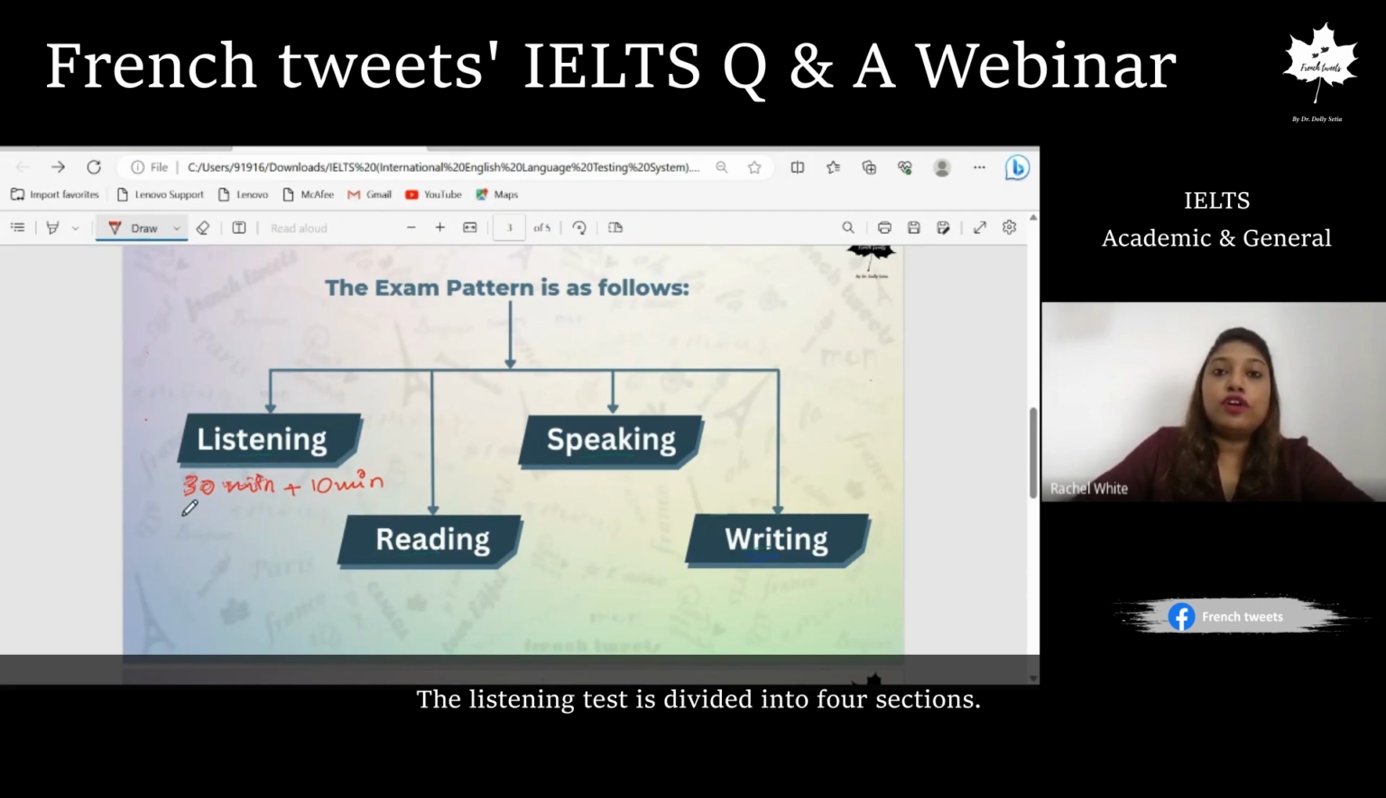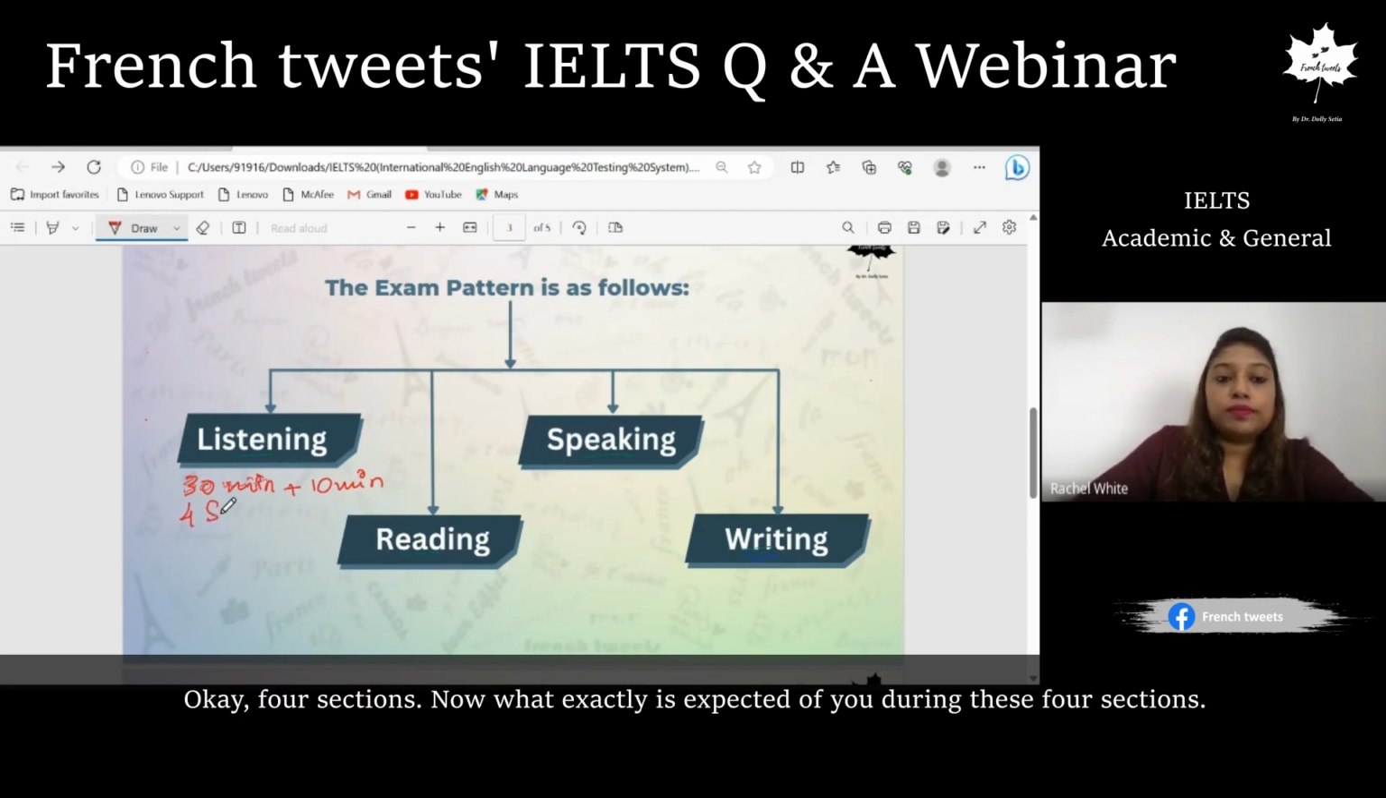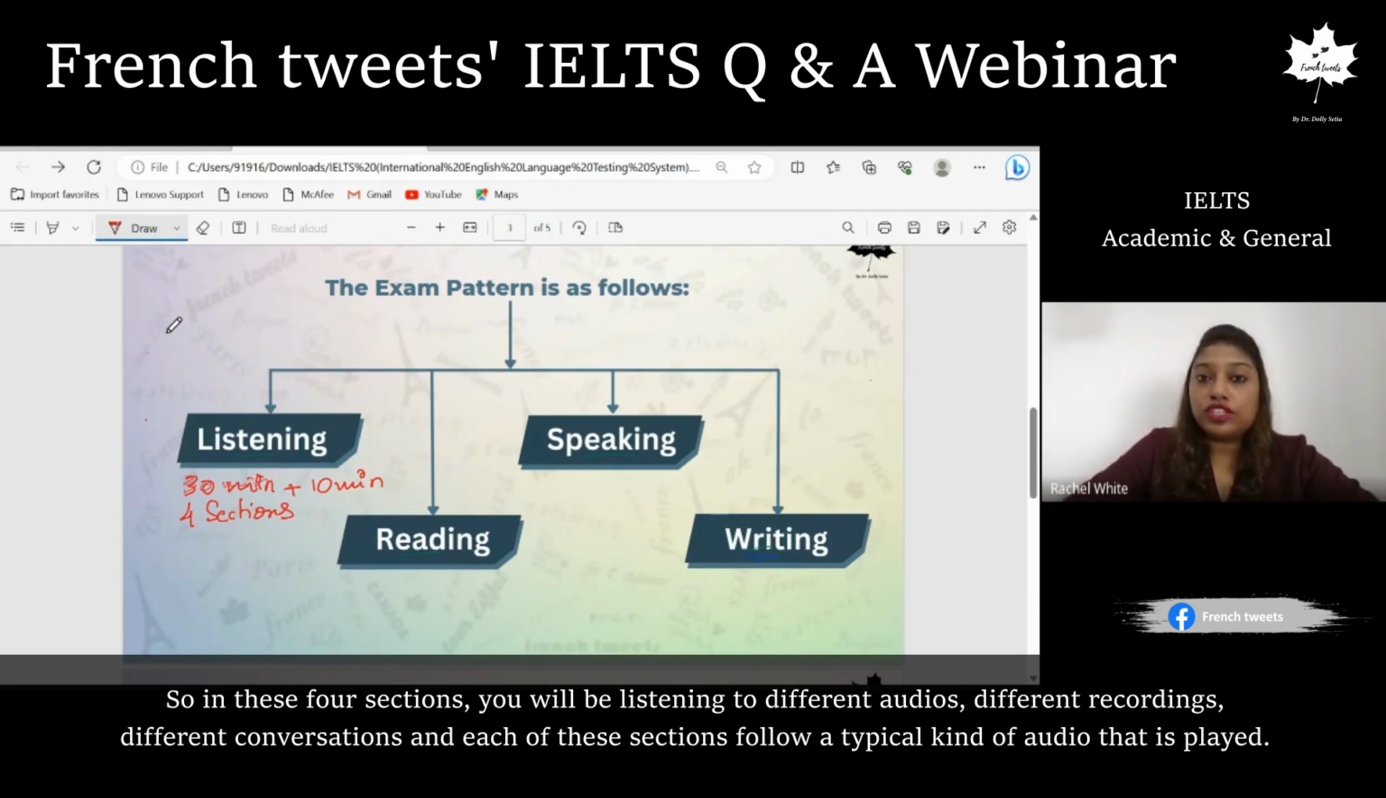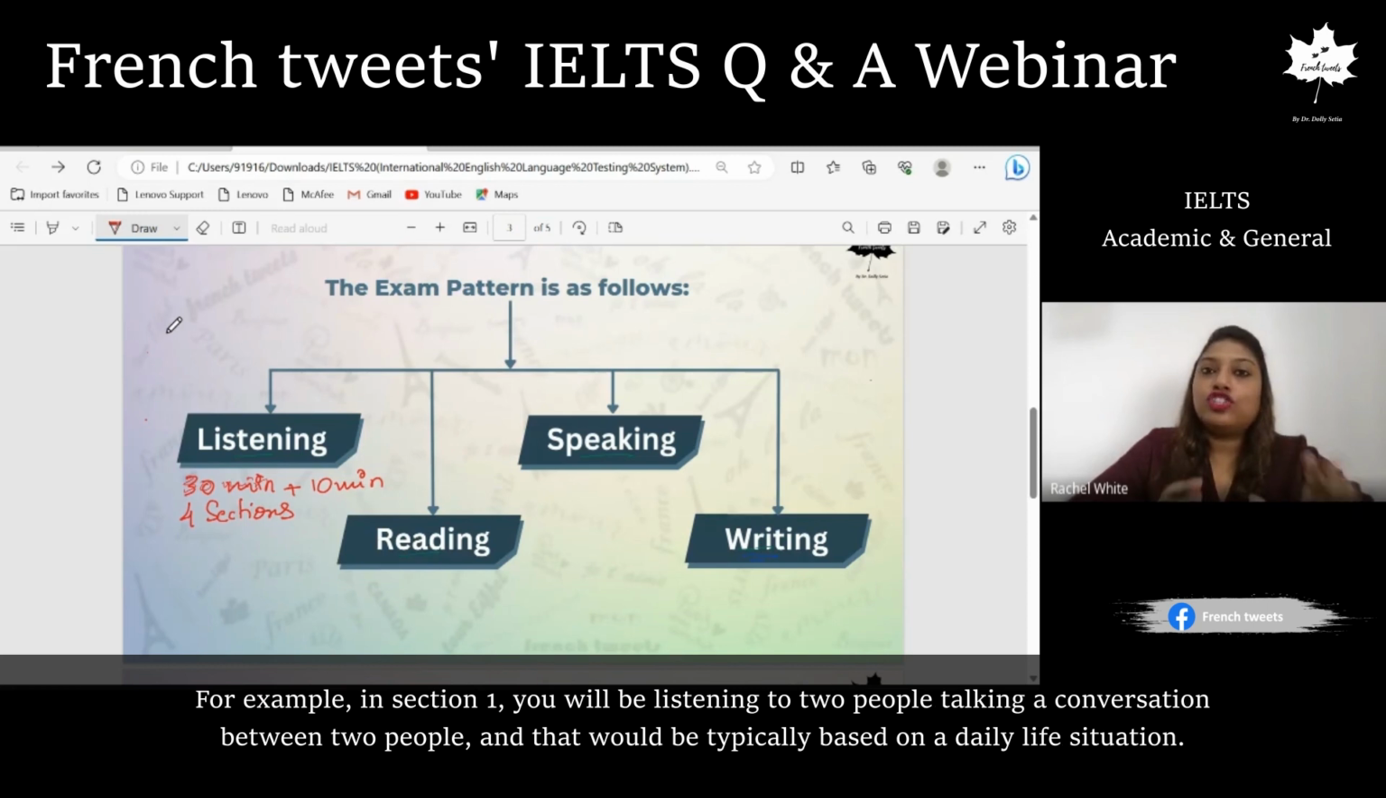The listening test is further divided into 4 sections. Okay, 4 sections. Now, what exactly is expected out of you during these 4 sections? So, in these 4 sections, you will be listening to different audios, different recordings, different conversations. And each of these sections follow certain or a typical kind of audio that is played. For example, in section 1, you would be listening to two people talking, a conversation between two people. And that would be typically based on a daily life situation.